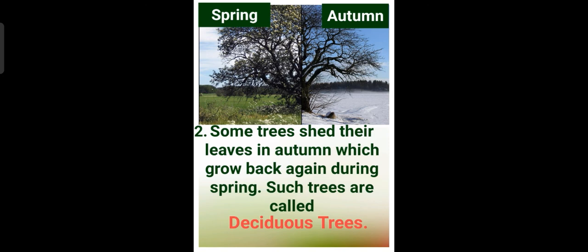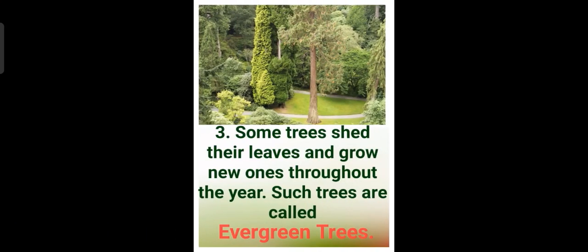Some trees shed their leaves in autumn, which grow back again during spring. Such trees are called deciduous trees. As you can see in the picture, they shed their leaves in autumn and again these leaves grow back in the spring season. Some trees shed their leaves and grow new ones throughout the year. Such trees are called evergreen trees.